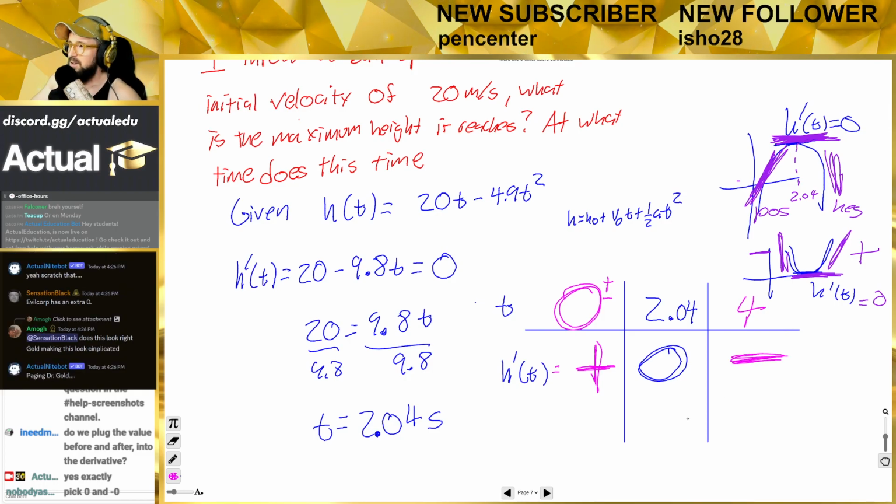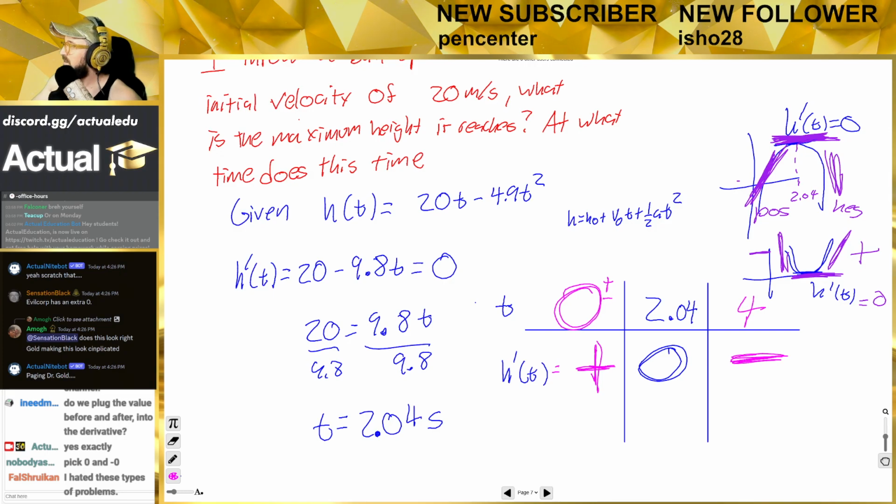Good. Do you see how the derivative went from positive to 0 to negative? So is that a maximum or a minimum? It went from positive to 0 to negative. So that would mean the maximum. Good, it's a maximum.